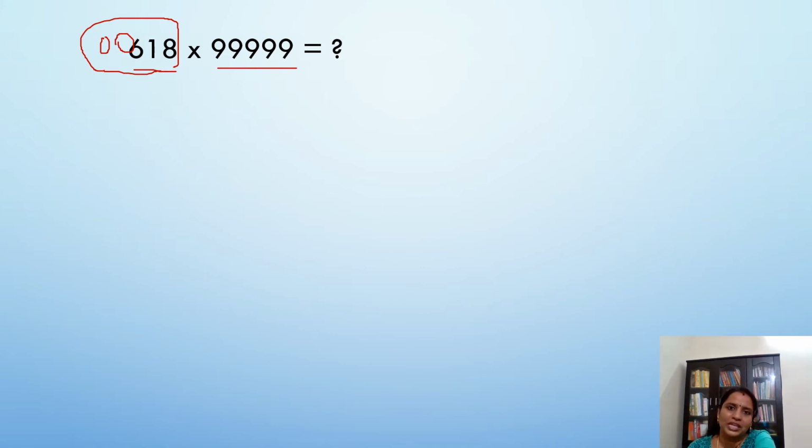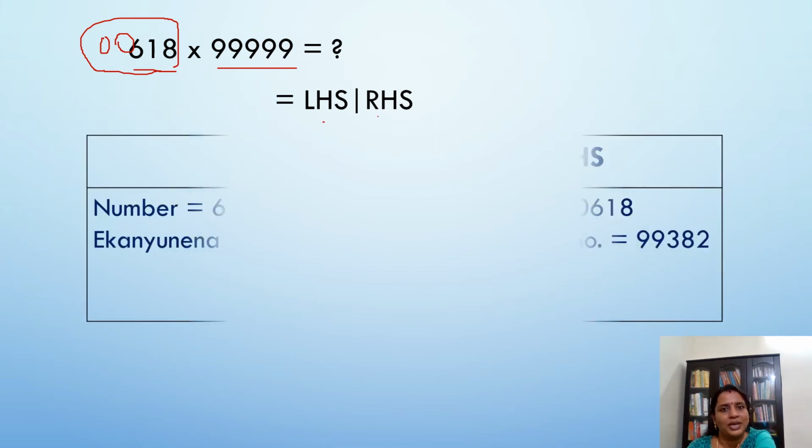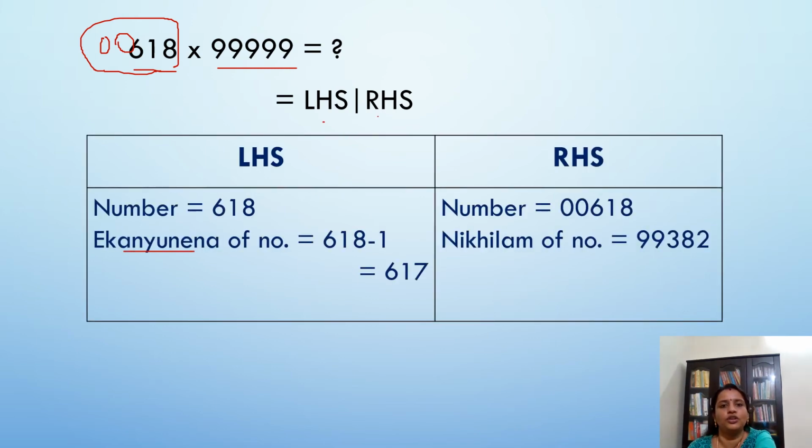I am going to apply the same method used for equal number of 9s multiplication. Initially I am going to split it into two parts, my LHS and my RHS. For my LHS, I am going to take the Ekanunam, and for my RHS the Nikhilam of the number. Ekanunam means 1 less than the number before. The number is 618. So 1 less than 618 is 617. And for Nikhilam, I want to take all from 9 and last from 10 of this number.